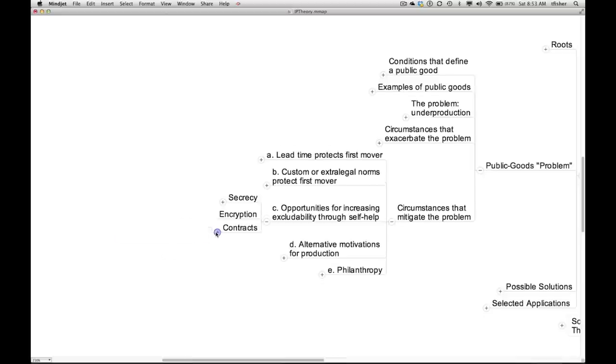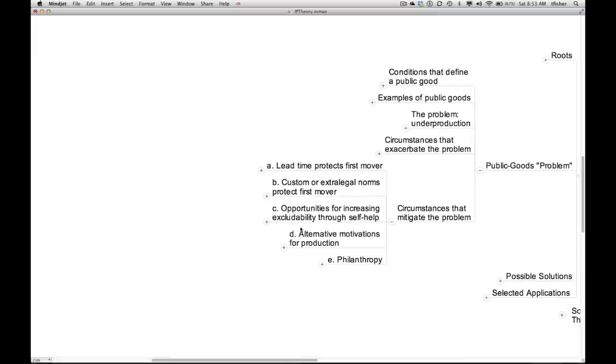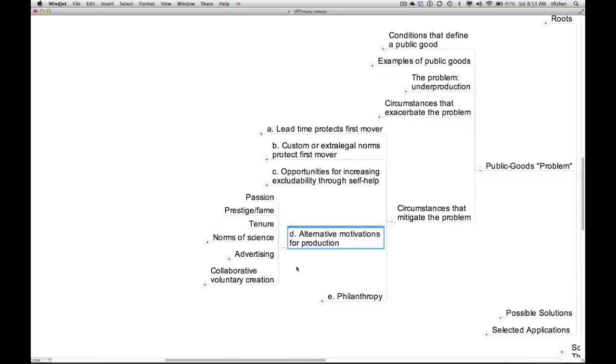The fourth circumstance that mitigates the public goods problem is that, with respect to some kinds of innovations, alternative motivations for production can substitute for governmentally organized incentives. A non-exhaustive list of such alternatives is set forth on your screen. The most obvious? Passion. Many artists love their work and would continue to do it even in the absence of any monetary reward whatsoever. To the extent that's true, the utilitarian argument for intellectual property or any other governmental intervention falls away because the good in question will not be underproduced.